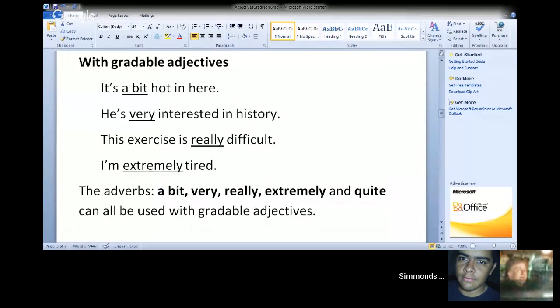Okay, so it doesn't have to make sense, but what you have to know is that it can be quite hot, extremely hot, really hot, very hot, or a bit hot. So you can use all of these. The same with "he's very interested," "he's extremely interested," "he's a bit interested," not too much, but a little, "he's quite interested." There are other ones we can use too, but these are the main ones.